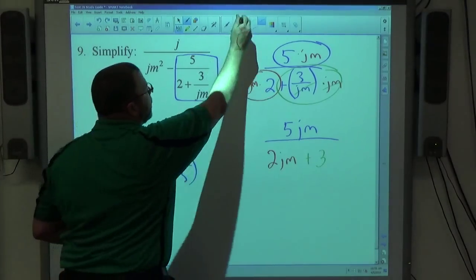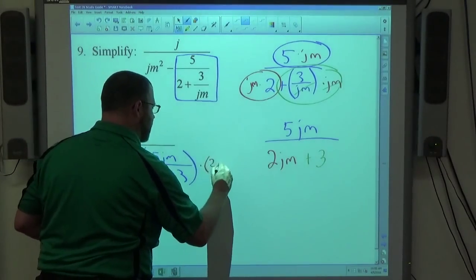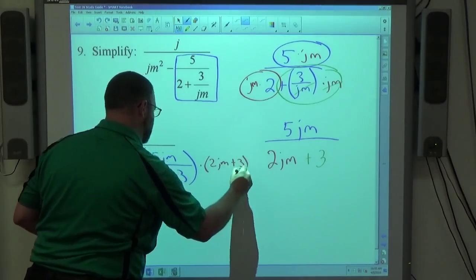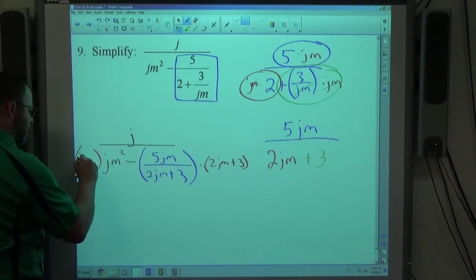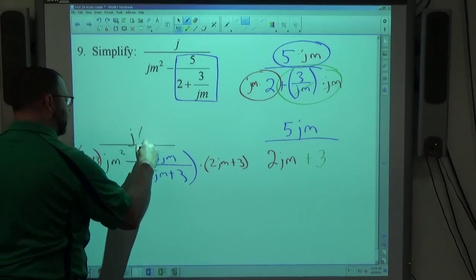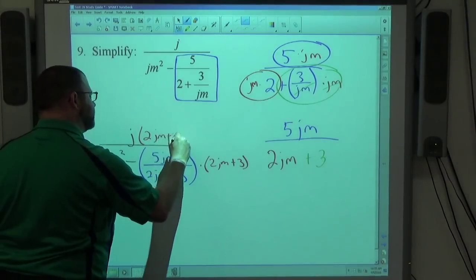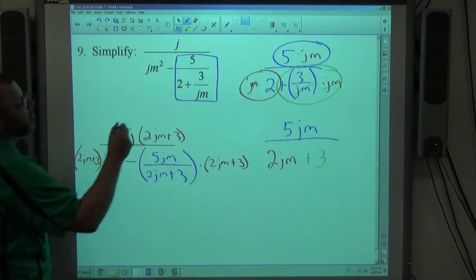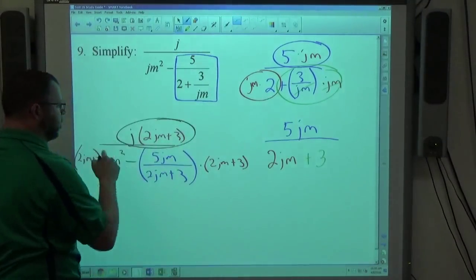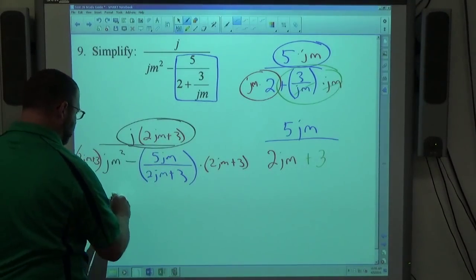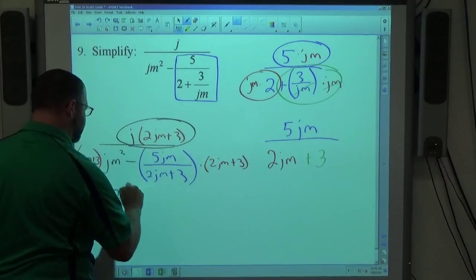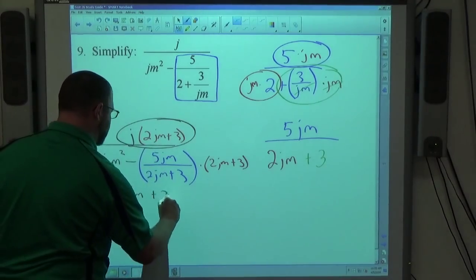So what I need to do is multiply by 2jm plus 3, times 2jm plus 3, and times 2jm plus 3. So on top, distributive property. J times 2jm is going to be 2j squared m. J times 3 is plus 3j.